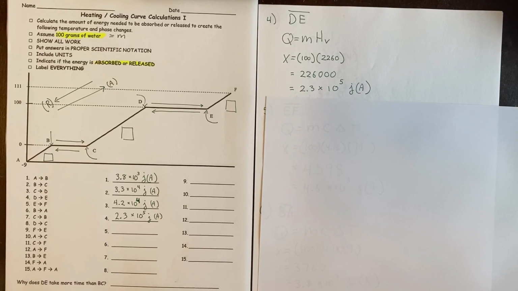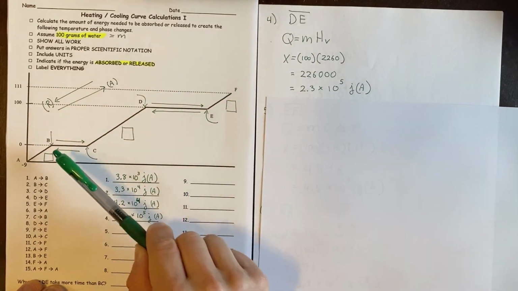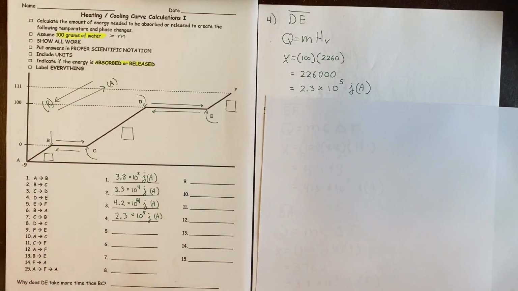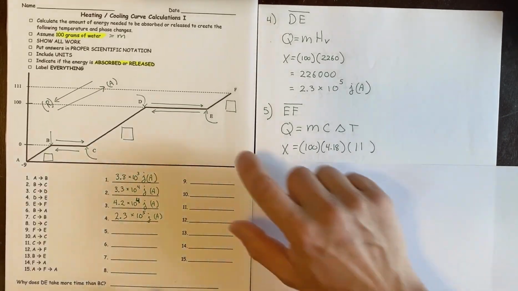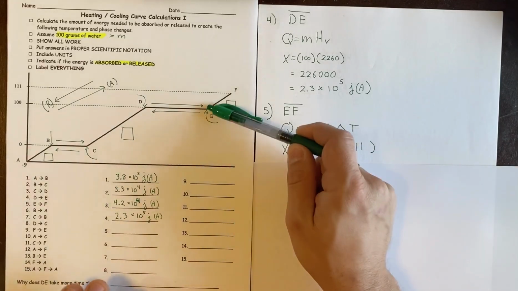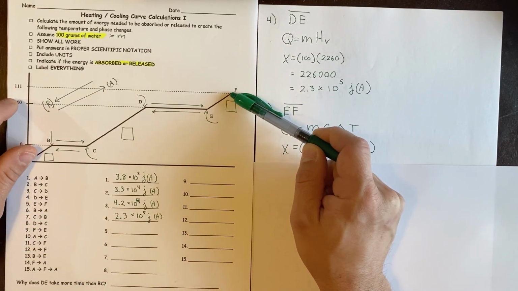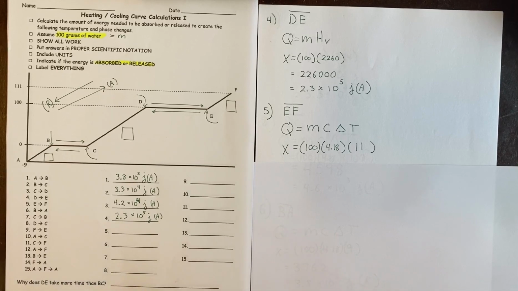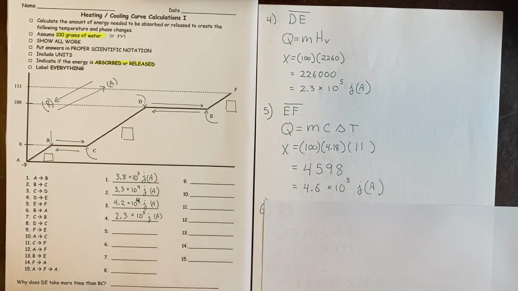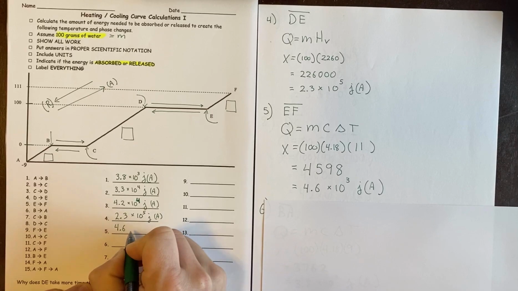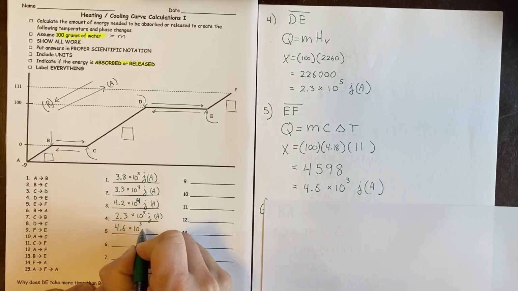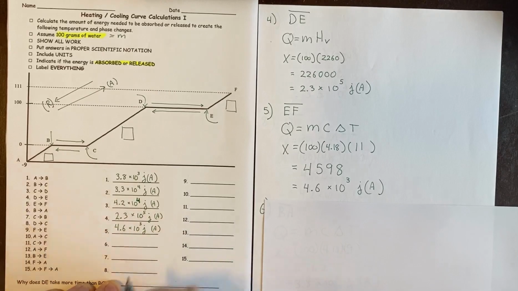And then EF, well, that's a temperature change again. So if you notice, the delta T's are always going to be the angled parts, and then the flat parts are either going to be Hf or Hv. So segment EF, it's an mCΔT. The m is 100, the C is 4.18, like it always is. The Q is what I want. The delta T is a little smaller because E to F is really only 11 degrees, because it says it right over here. E is at 100, F is at 89, subtract and you get 11 degrees. There's your setup, there's your answer. 4.6 times 10 to the 3 joules absorbed.